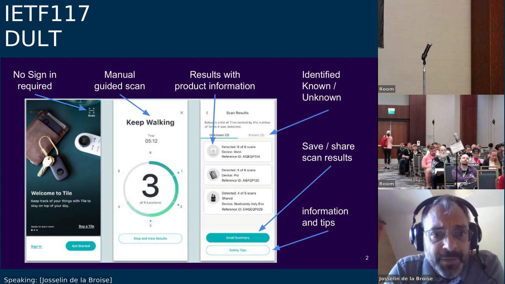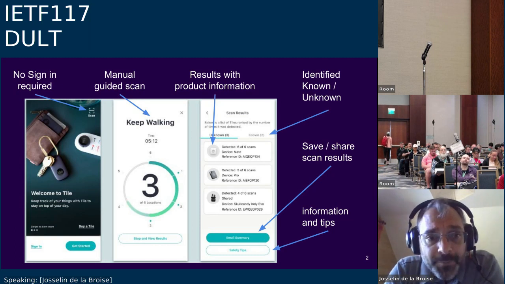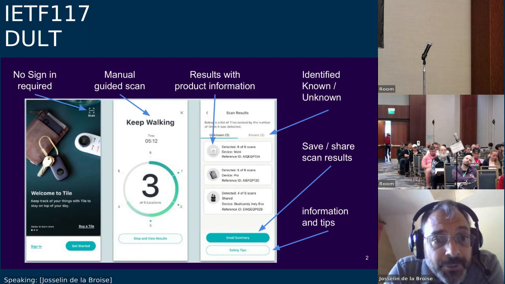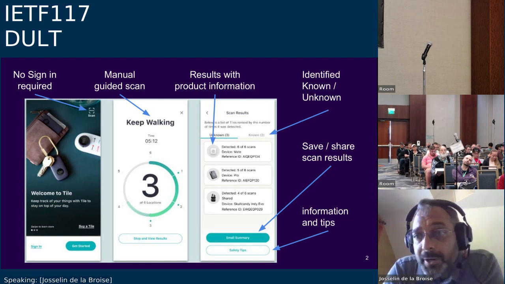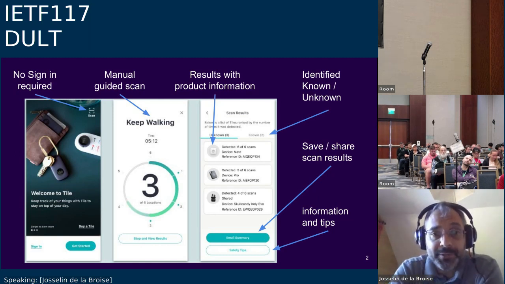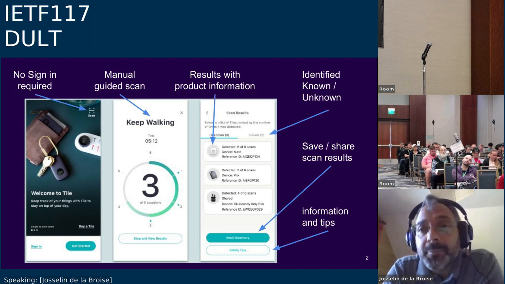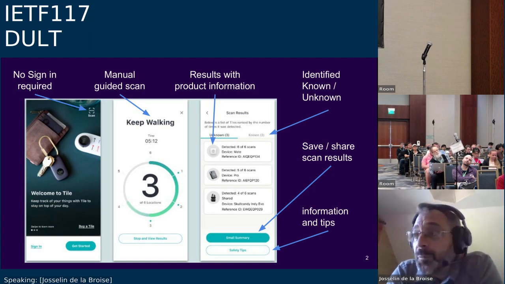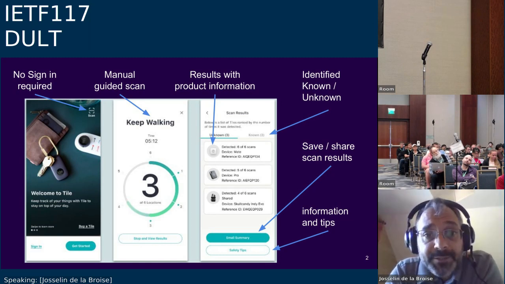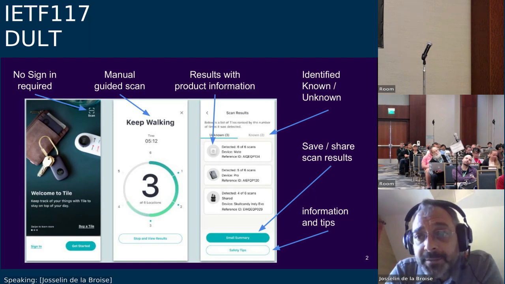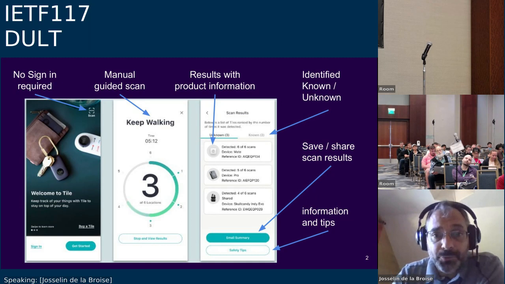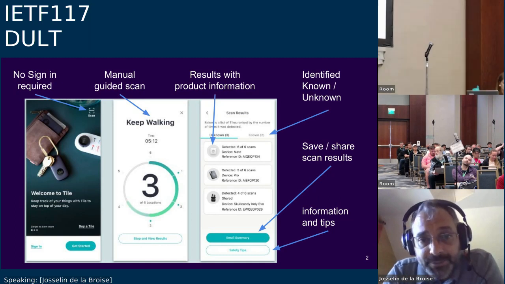The approach is a feature in our mobile application. No sign-in is required, but you have to install the application. That's one of the limitations of not owning a platform. The way we propose to scan is a manual guided scan. A person wanting to check is able to do this using the app.